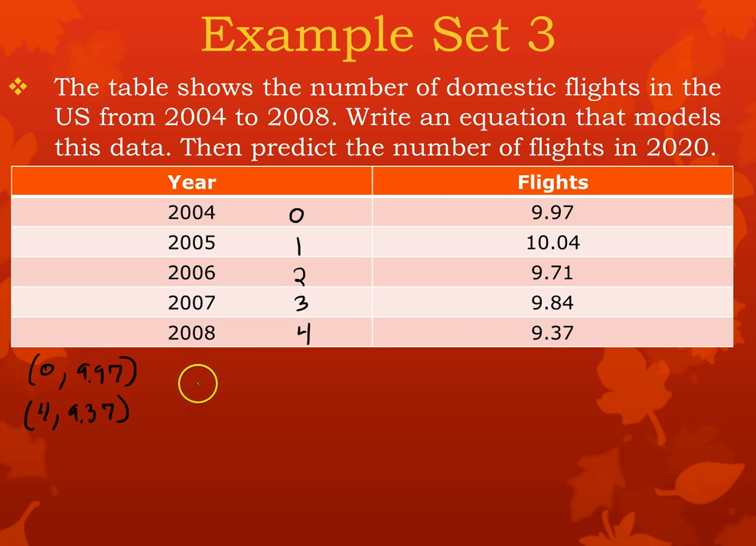So let's find my slope. Slope would be (9.97 minus 9.37) over (0 minus 4). This is 0.6 over negative 4, which is negative 0.15.